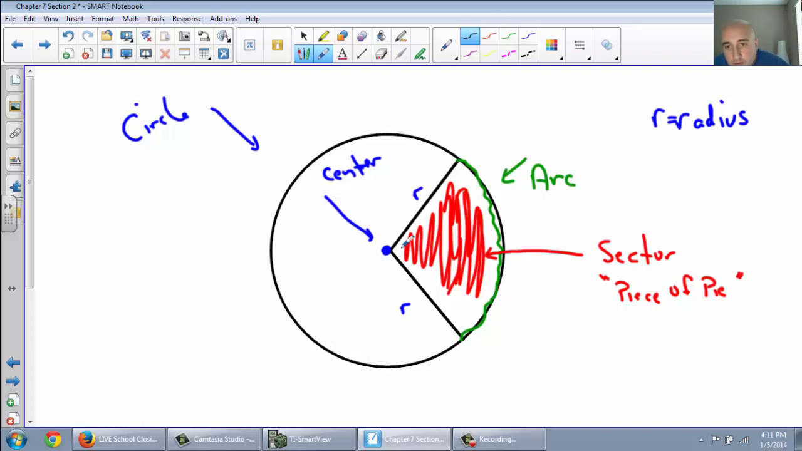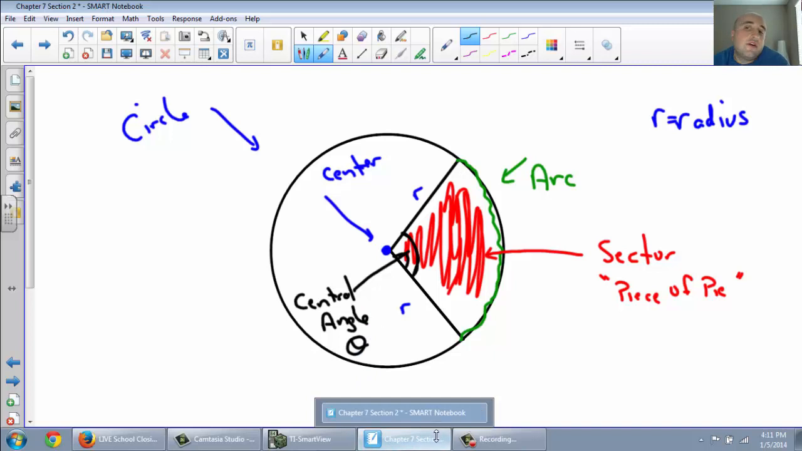All right, so what else do we need to talk about here? I'm drawing in this. This is called the central angle, and remember, we're always going to call that theta. So these are the vocabulary terms that we need to be able to know about sectors and sector area and arc length and arcs.